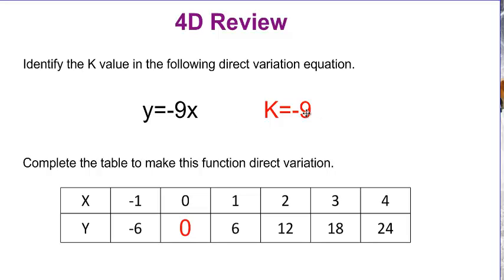Our k value is -9. This number that represents our slope in this situation is our k value. In our table, the point that all direct variation functions go through is 0, 0. Therefore, we have to plug in 0 for this extra y value that we have missing to represent that point. All direct variation functions go through the origin.